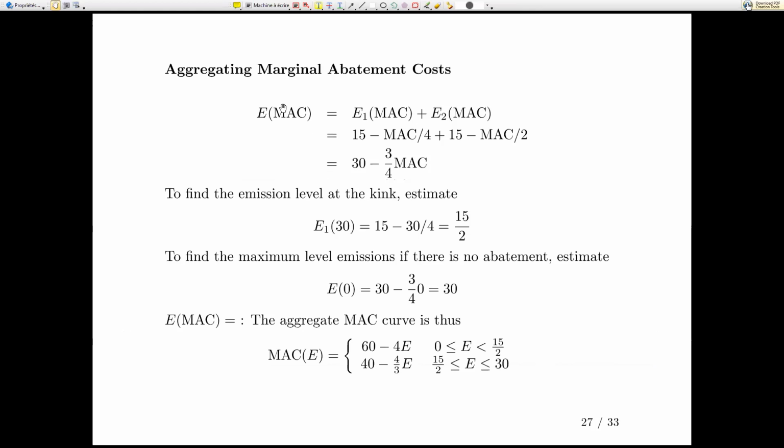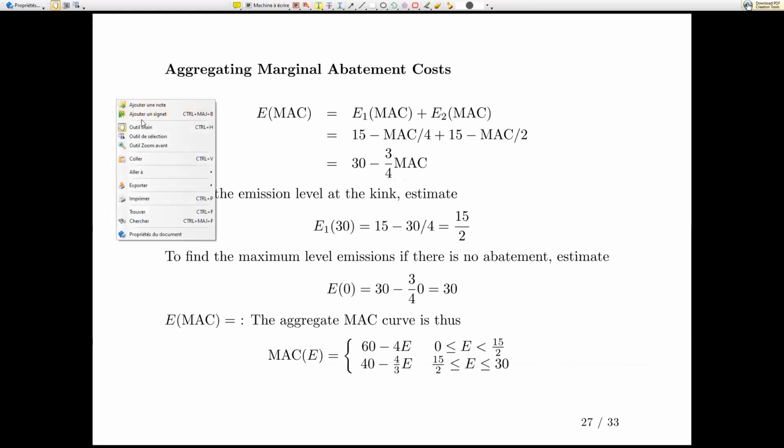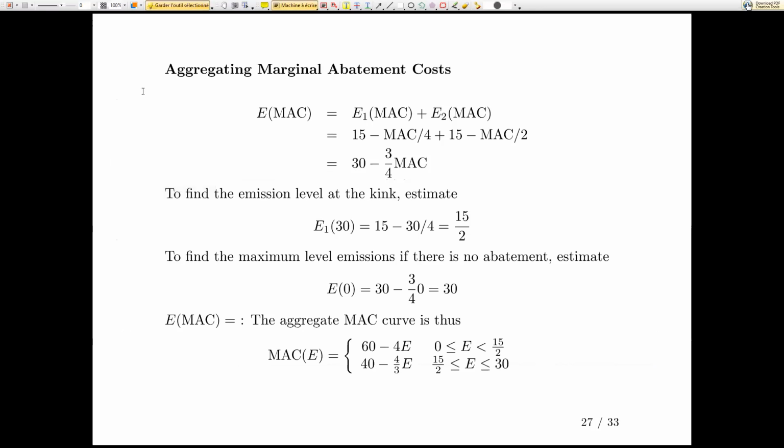And then what I'm doing is adding up the two together. So this is for emissions between zero and 30. The total E as a function of MAC will be the emissions of 1 plus the emissions of 2. So it's 15 minus MAC divided by 4 plus 15 minus MAC divided by 2. So I get 30 minus 3/4 MAC.